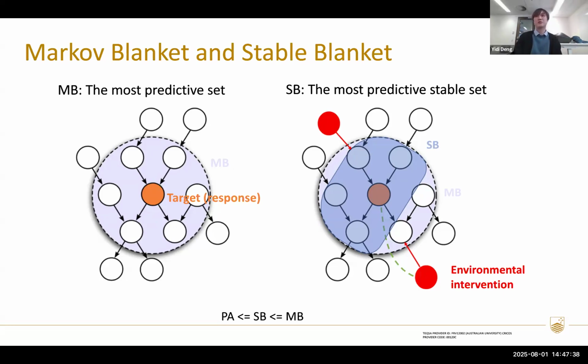So as you can imagine, if you have a lot of perturbation on the system, the stable blanket is the most predictive stable set within the Markov blanket, such that its prediction on the response will not be confounded by environment. So you can imagine if you have a lot of environment perturbation, the stable blanket would be equal to the causal parents. But if there's no intervention, the stable blanket will be equal to the Markov blanket.